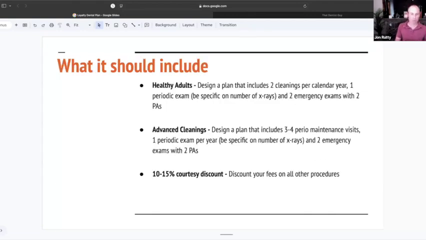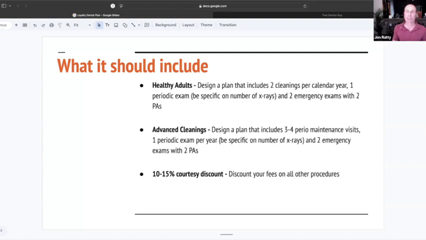All right. First and foremost, you need to have a plan in your office that's for healthy adults. You can have a child one like this. I'll get to in a second how to formulate this, and it'd be the same way for children. But ultimately, you want to have a plan that's good for adults to have two cleanings per calendar year, one periodic exam. Be specific on the X-rays, because you don't want to get in a situation later where someone's like, okay, well, I want to do ortho, and you do a panoramic and the full bitewings and all that kind of stuff. So make sure you're letting them know how much they're going to get. So, six bitewings or something like that. If that's sufficient, talk to your doctor.